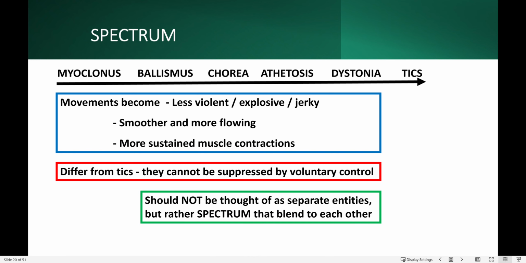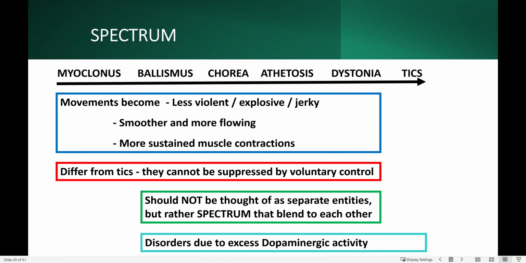The spectrum from ballismus to dystonia should be thought of as really a spectrum, not as separate entities, and they just become less violent as you go more towards the right. They're all generally considered, except myoclonus, to be due to excessive dopaminergic activity. So the therapies are targeted at anti-dopaminergic effects.